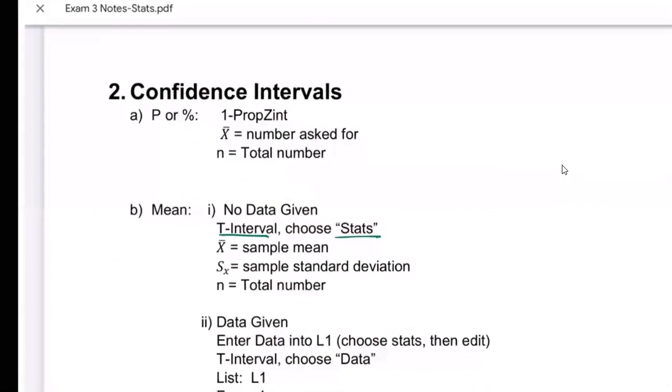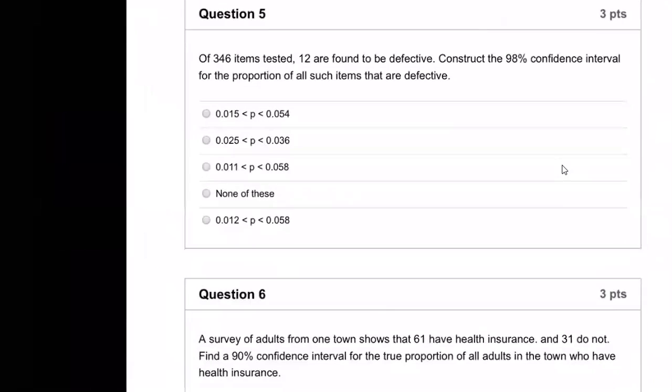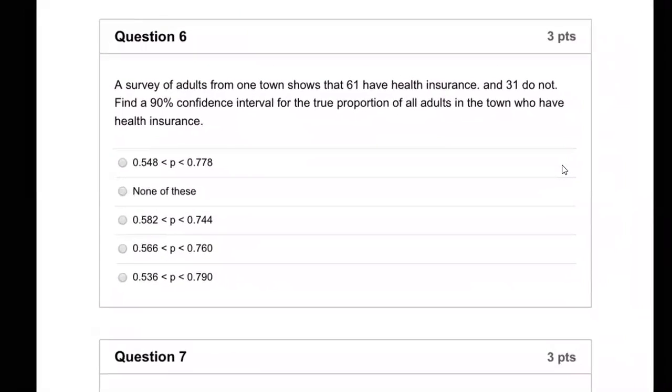Here are the notes. This is the exam 3 notes again. Confidence. So first thing we got to know, is it a p or a mean? Let's go back. You guys tell me. Is this one, this confidence interval, a p or a mean? Look at all those p's, and there's no word mean anywhere. So this is clearly a p.